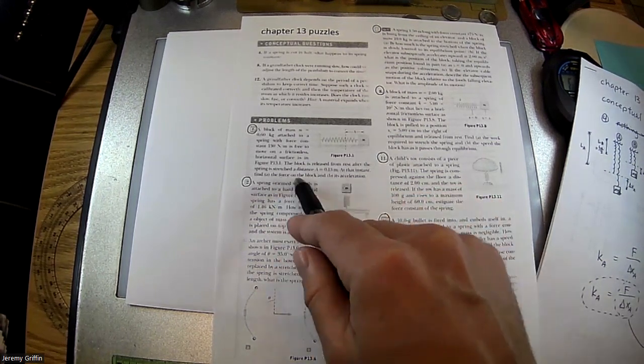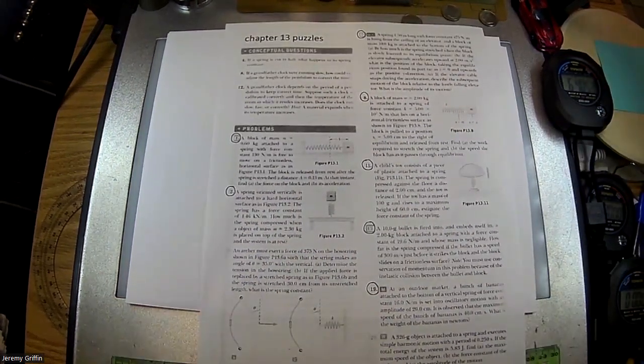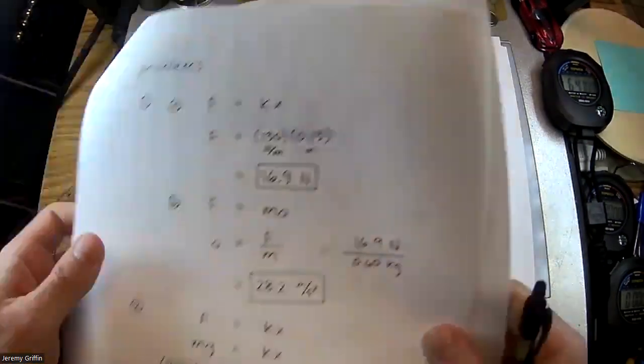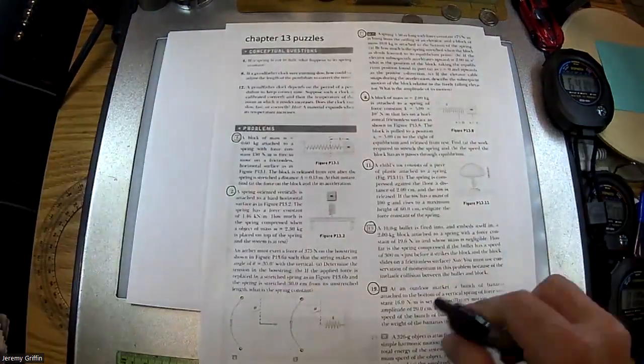At that instant, find the force on the block and its acceleration. Does that sound like Hooke's law, F equals kx? And then if you want to figure out acceleration based on force, that sounds like Newton's second law of motion. You see that right in the solutions. There's Hooke's law, there's Newton's second law of motion right there.